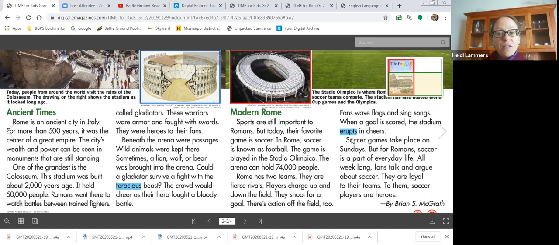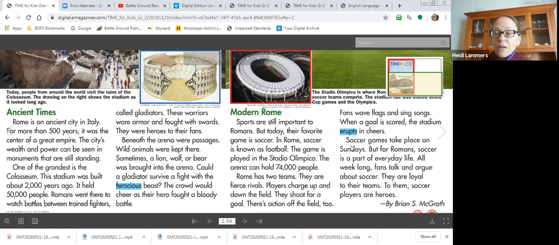And then the action off the field is the fans. The fans are doing things too. They're waving huge flags. They have songs that they sing all together during the game. And let's imagine the stadium erupting in cheers. The crowd goes wild. They're all shouting. All right, let's finish up. Let's read this detail. Ready?